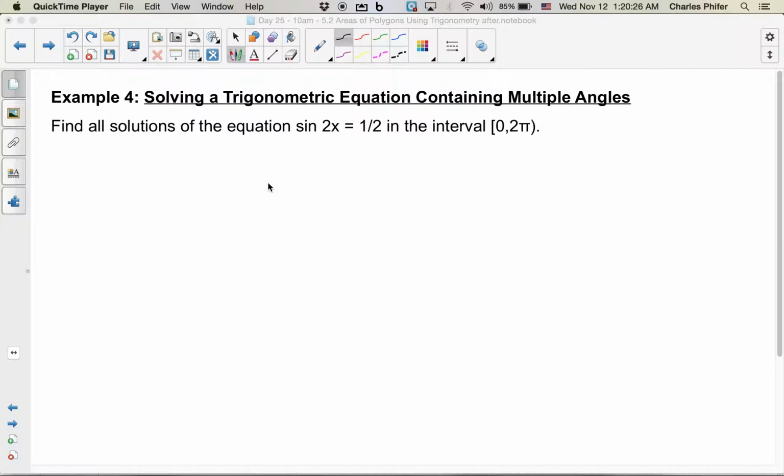Okay, solving a trig equation containing multiple angles. Find all solutions of this equation: sine of 2x equals a half on the interval 0 to 2 pi.